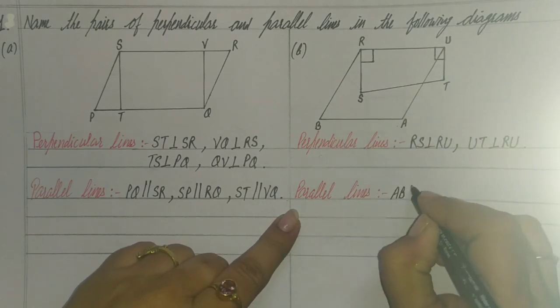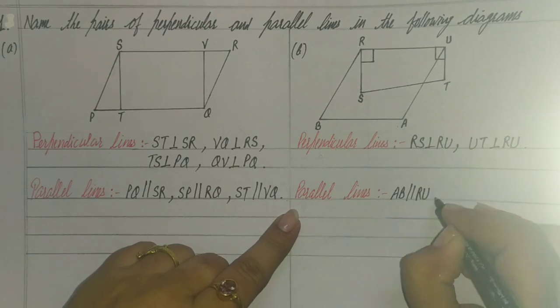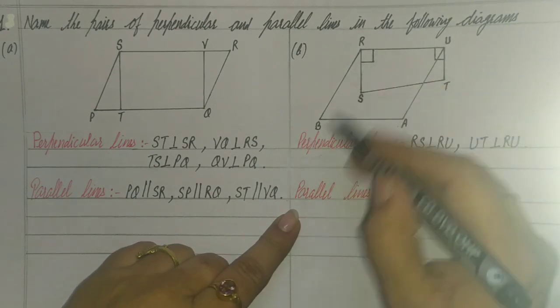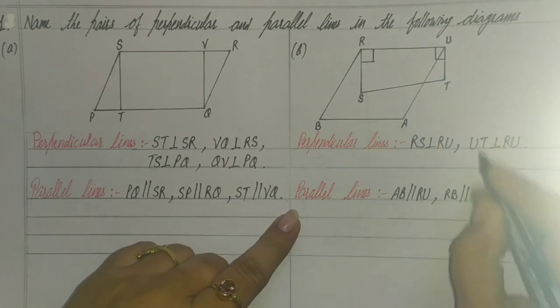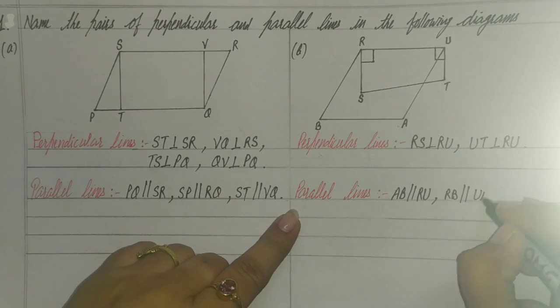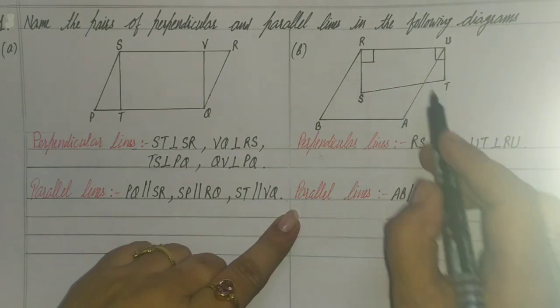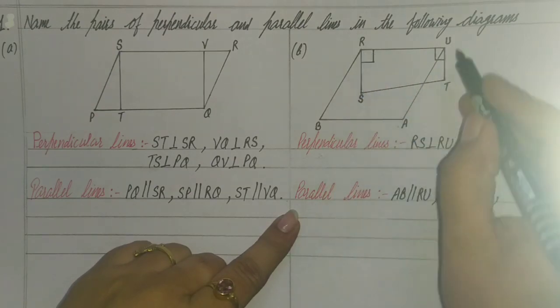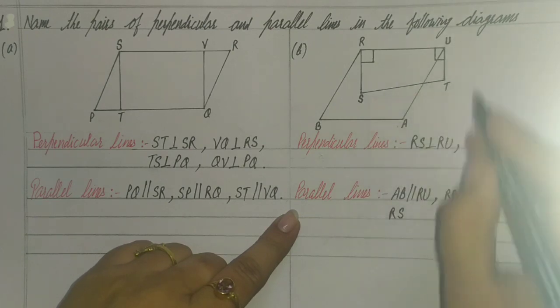AB is parallel to RU or UR and RB is parallel to UA. Now in this one, RS is parallel to UT.